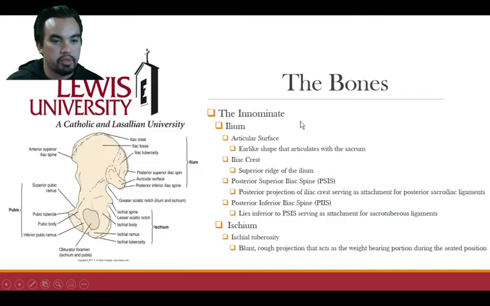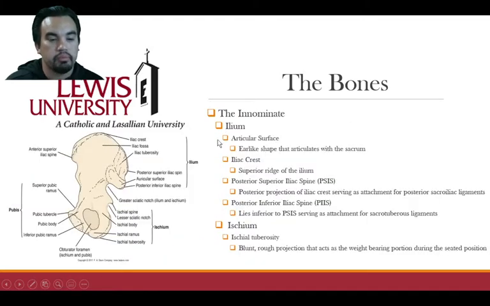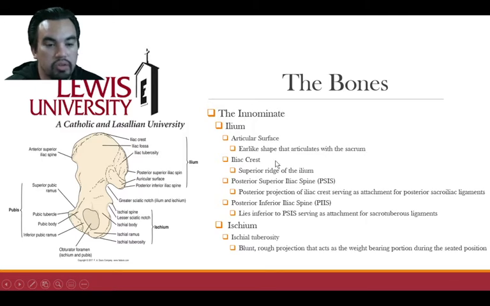Then if we look at the other bones, we have the innominate bone, which is the giant bone on the side. So if we go back to our original, it's this giant bone right here that we're looking at. Okay. So then we further break this bone down into the ilium, the iliac crest, the PSIS, the PIIS, and the ischium, and the ischial tuberosity. Okay, so what are all those? Because there's even more after that.